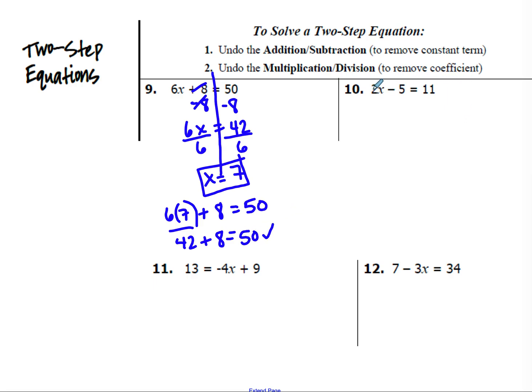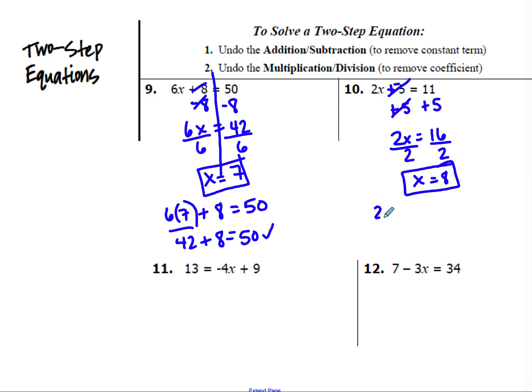Let's take a look at number 10. 2x minus 5 equals 11. We've got to get rid of the addition and subtraction first. This is subtraction. I'm going to cancel it out with addition. Adding 5. We would still be adding 5 even if you started by making that a negative 5, because negative 5 plus positive 5 is 0. So I have 2x equals 16. This is multiplication. I cancel out with division, so I'm going to divide both sides by 2. And I'll get x equals 8.